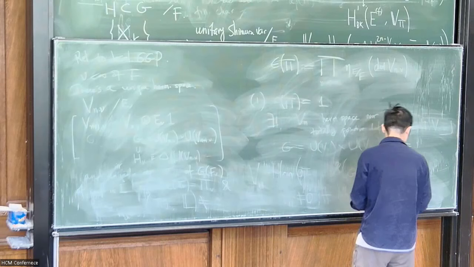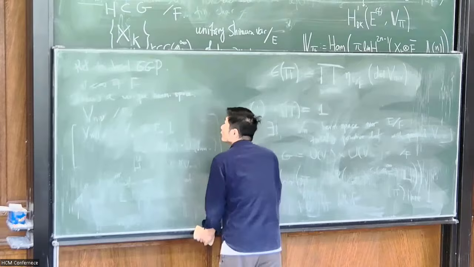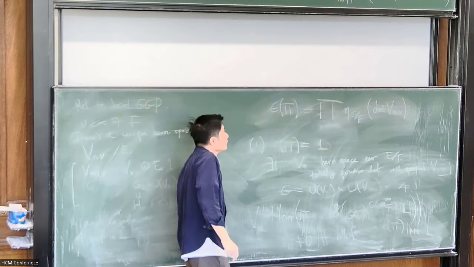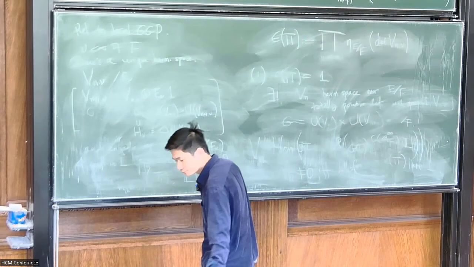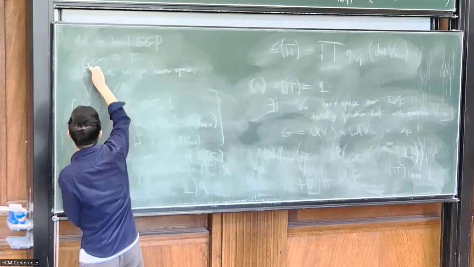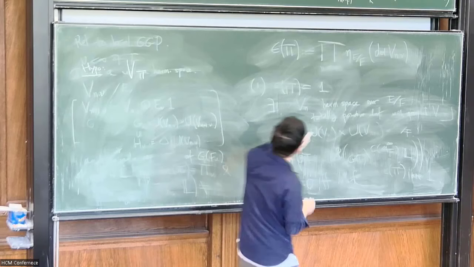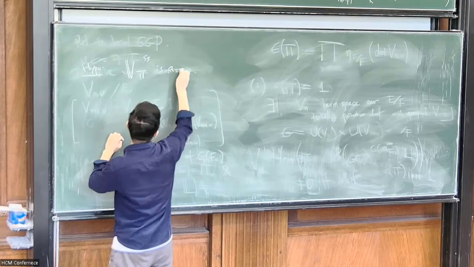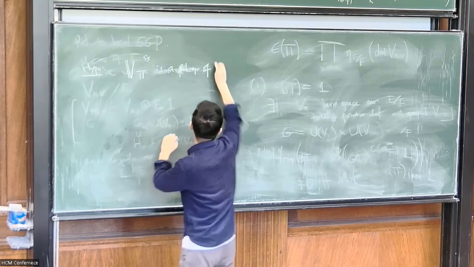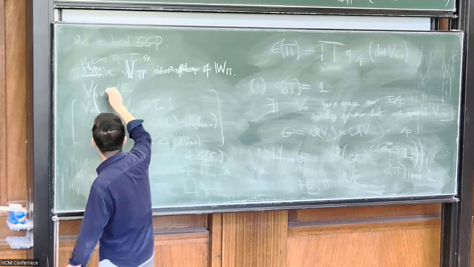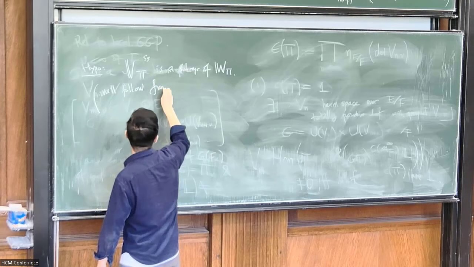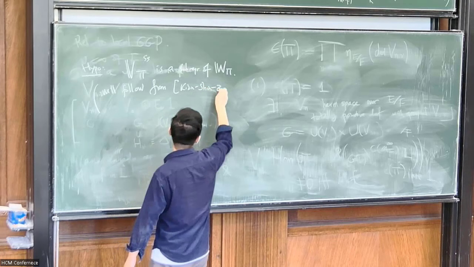Okay, so here's a hypothesis. So this V pi, oh, sorry, it should be pi dual. It doesn't matter. This V pi, its semi-simplification is a multiple of the representation W pi. Okay, this will follow from the work of Kisin, Shin, and Yihang Zhu, at least when F is not Q.